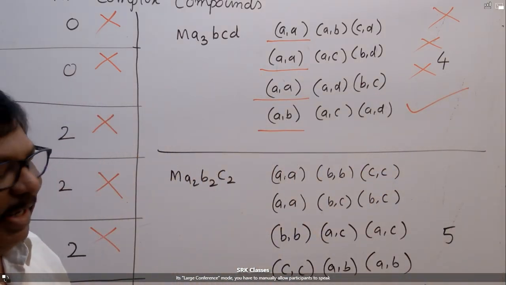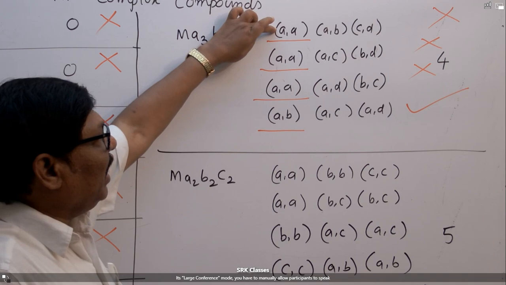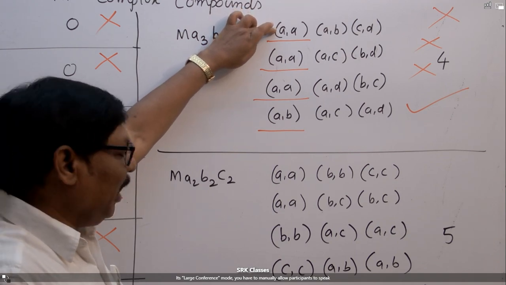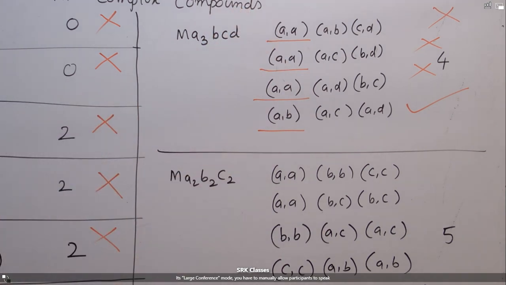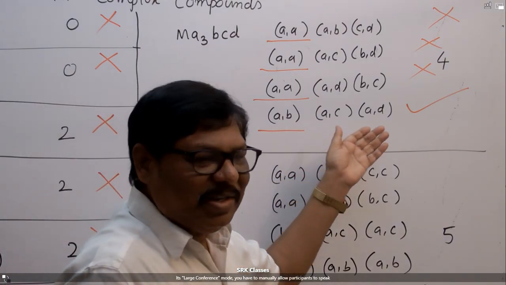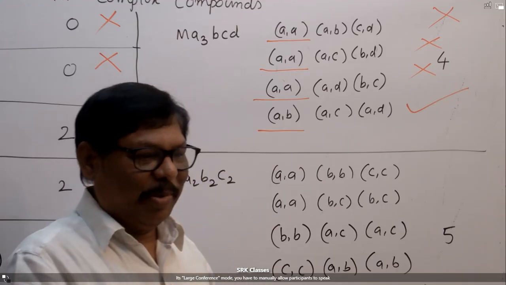Have you followed this point? Where similar types of ligands are there, it cannot show geometrical isomerism. Repeated ligands are there, it cannot show geometrical isomerism. If all three pairs are different, that shows optical isomerism.